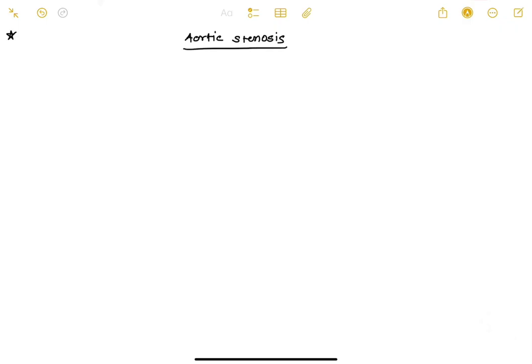If you have watched my previous videos, I think you know what is meant by stenosis. It is difficulty in opening. In this case, it's the aortic valve.